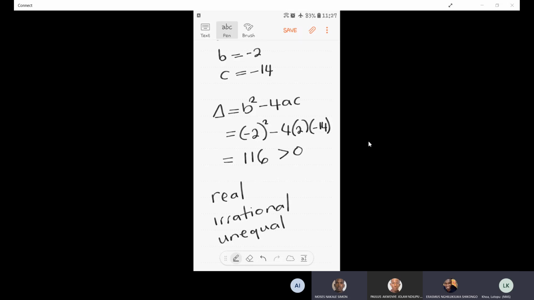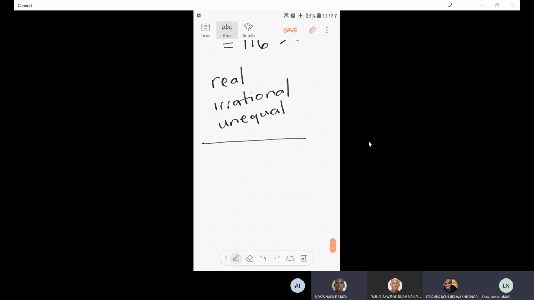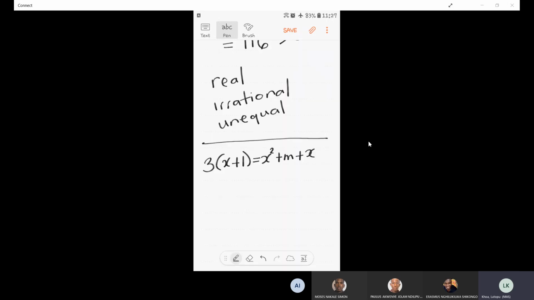Then let's look at another question. Now we are given this equation. We have 3x plus 1, this is x squared plus m plus x. Okay, now with this question, it's a little bit different in that we have a second variable, but this is a quadratic equation in terms of x. So m is a constant. We just don't know what the value of m is.